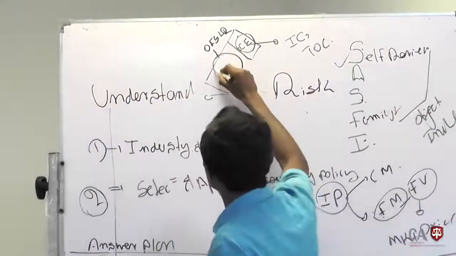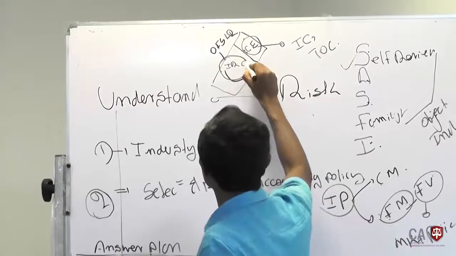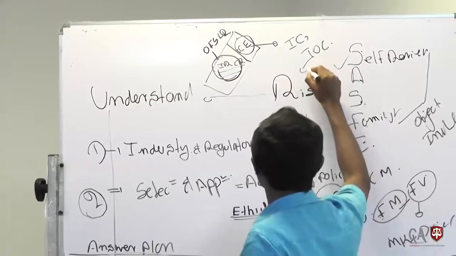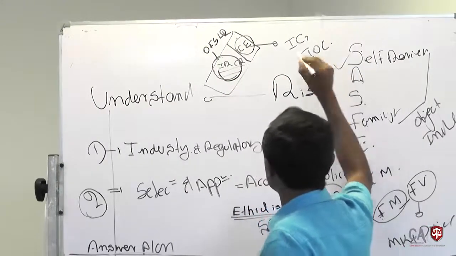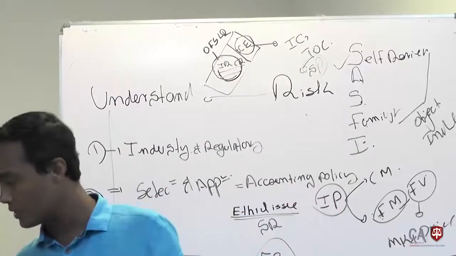Therefore, that will affect some of the inherent and control risks. Then the auditor should not do tests of controls, but probably some substantive procedures in some areas, especially complex areas. So that's how you write the answers.